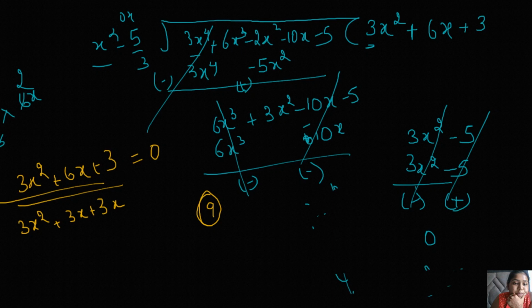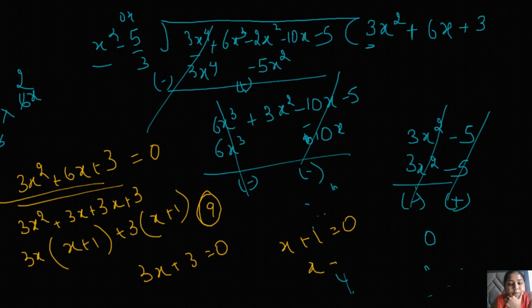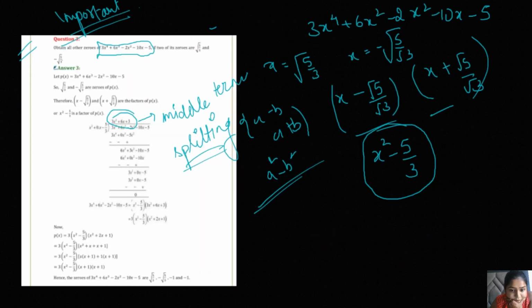So x will be minus 1 in this case, the other root, and in this case also x will be equal to minus 1. So the other zeros for the particular equation is x equals minus 1. Am I right? These are the other zeros, x equals minus 1. I hope it is clear to you people. So let's move forward towards our next question.